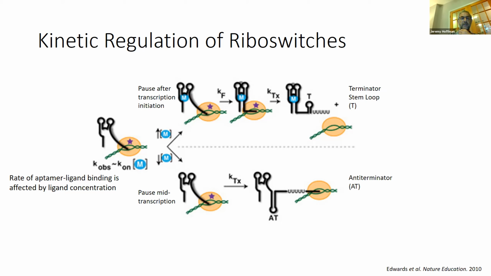And what is the loop that's on the bottom here, the loop that points down that says AT? Why is that an anti-terminator? I think the logic is that this alters the mRNA structure so that the RNA polymerase will reach the polyuracil sequence before transcription is completed, whereas here that structure isn't formed.